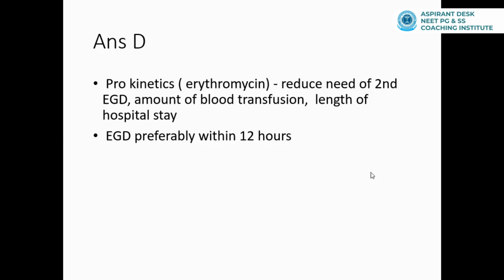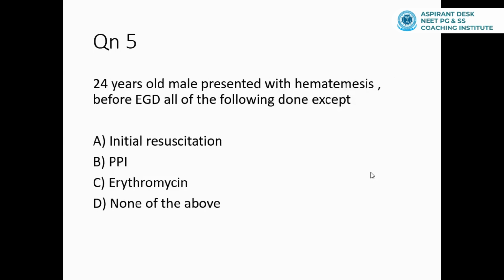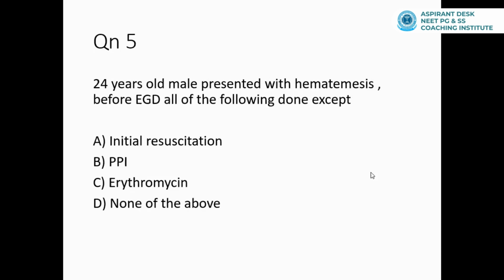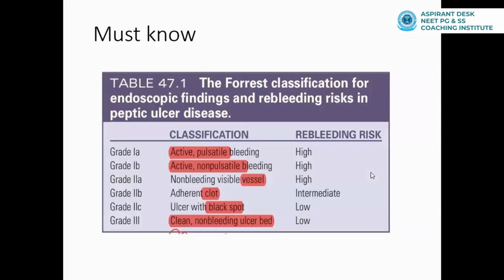So erythromycin is needed, PPI is also needed, and one more thing is initial resuscitation by securing two large bore cannulas. Esophagogastroduodenoscopy should be done within 12 hours. So that is about the things before OGD scopy. And this is a must-know tabular column from Sabiston, from Schwartz. They ask some questions directly or indirectly from this table.